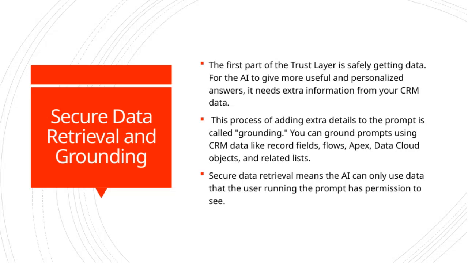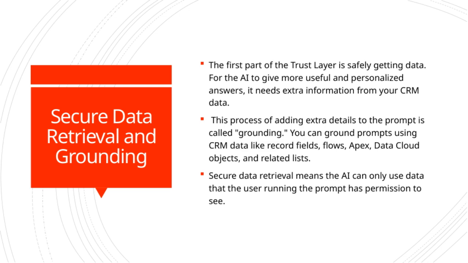The first part of the trust layer is all about safely getting data. For the AI to provide more useful and personalized answers, it needs extra information from your CRM data. This process of adding additional details to the prompt is called grounding. Essentially, grounding involves enriching the AI's input by including relevant data from your CRM, such as record fields, flows, Apex, data cloud objects, and related lists.